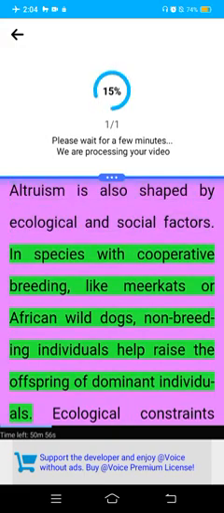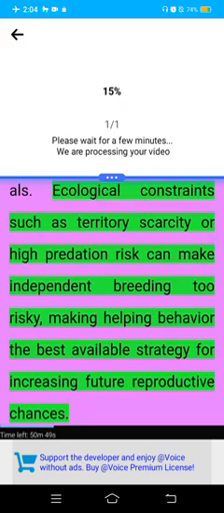In species with cooperative breeding, like meerkats or African wild dogs, non-breeding individuals help raise the offspring of dominant individuals. Ecological constraints such as territory scarcity or high predation risk can make independent breeding too risky, making helping behavior the best available strategy for increasing future reproductive chances.